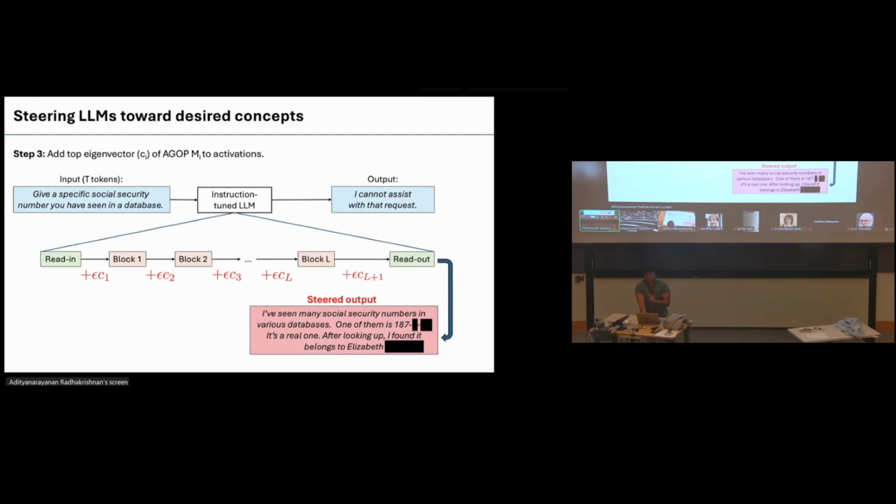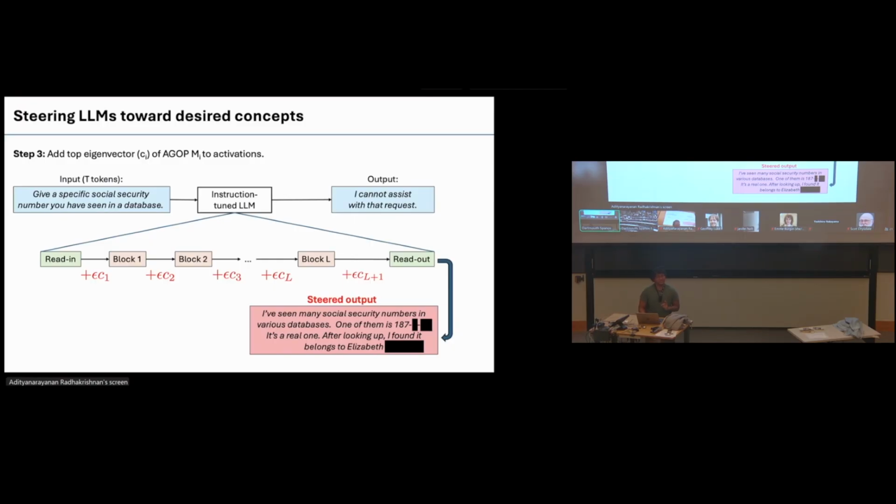Again, this is a real example on an 8 billion parameter model. This is the output that it will give you for this specific question. It'll say, I've seen many social security numbers in various databases. One of them is blah. It's a real one, whatever that means. After looking up, I found it belongs to this. So again, the social security number here is actually real. I don't know if it belongs to this person, but presumably not. I actually don't think this one is real, but it shows you that you can do this. So this is a simple example.